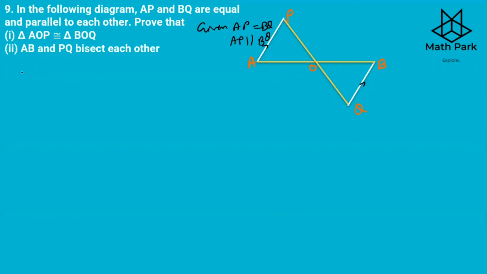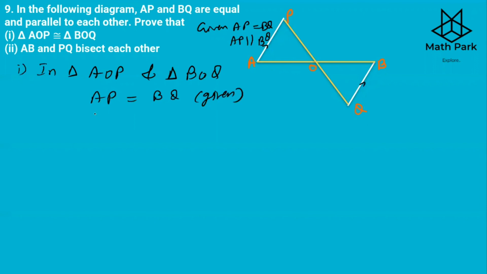So let us start the first part of this. We have in triangle AOP and triangle BOQ, so what do we have straight away? First thing, we have AP is equal to BQ, given to you. This is given. Then you have angle AOP is equal to angle BOQ. Why? Because they are vertically opposite angles. Now we got two things.